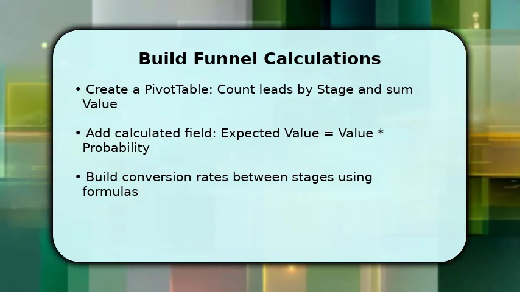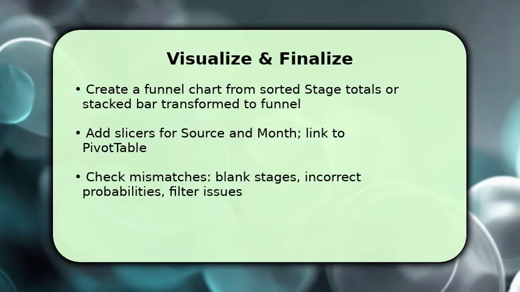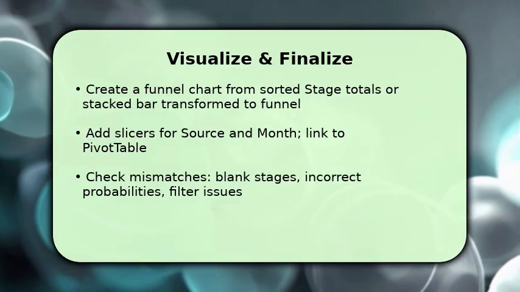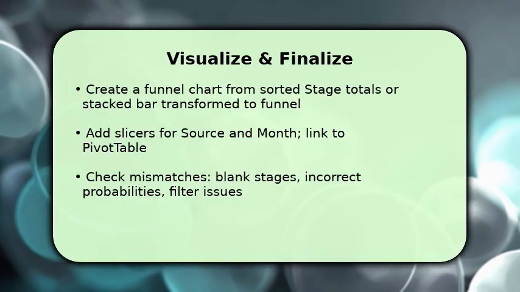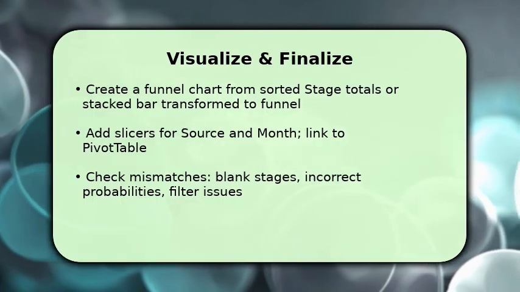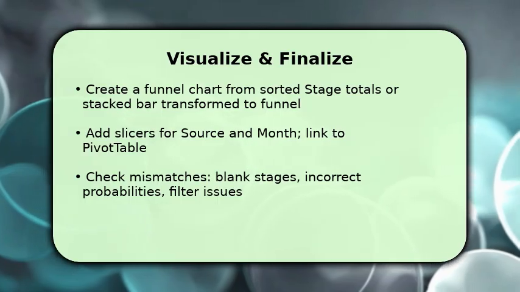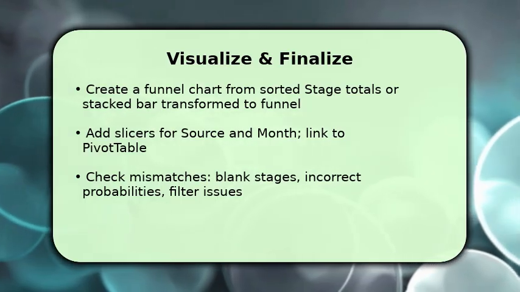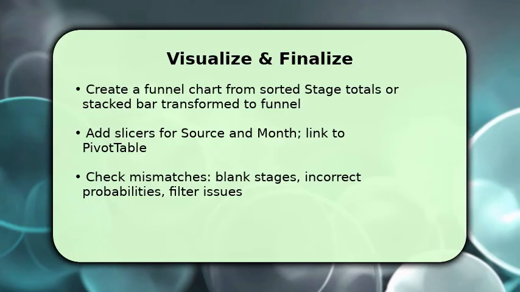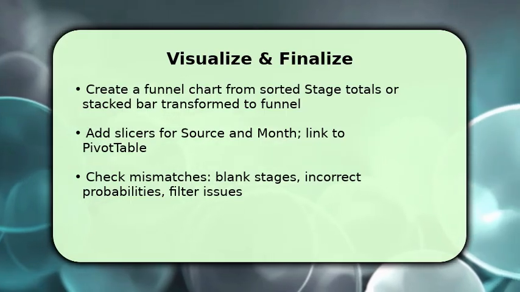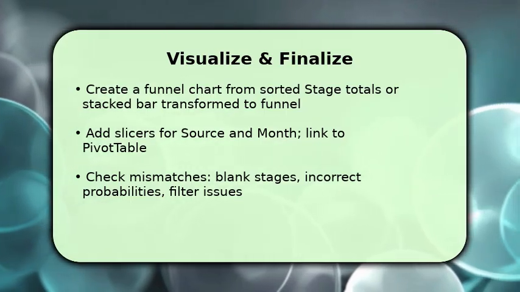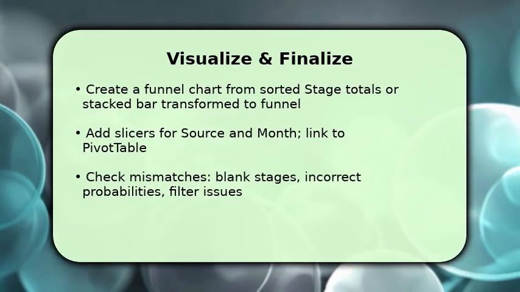You finish by turning numbers into an intuitive funnel. Sort stages top to bottom and create a funnel-style chart. Use a stacked bar with reversed order if needed, and add slicers for source and month to explore segments. Then, build a dashboard sheet with key metrics, total leads, conversion percent, and expected revenue. Finally, test filters and refresh.